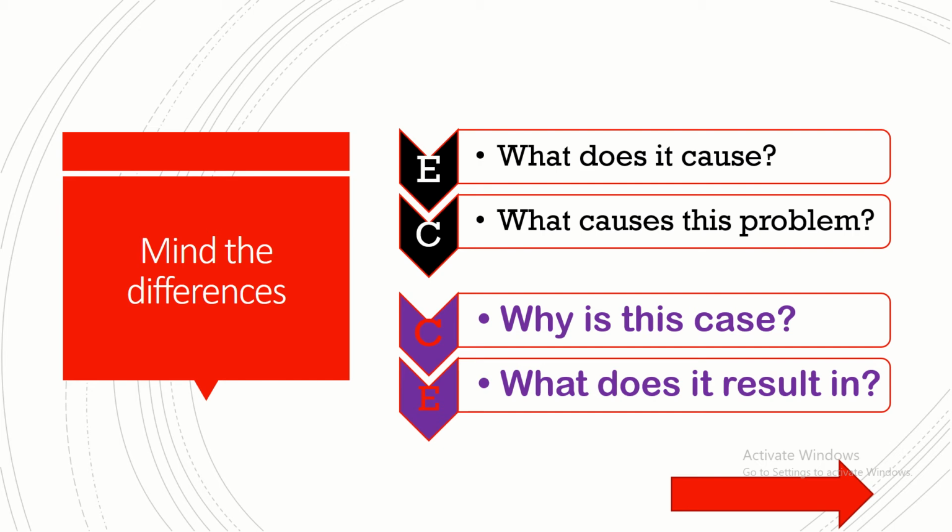If the question is, what causes this problem? Then you have to think about the causes of the problem. If the question is given as why is this case, then again you have to think about causes of the given problem. And finally, if the question is mentioned as what does it result in, then you have to guess the results, the effects of the given problem.